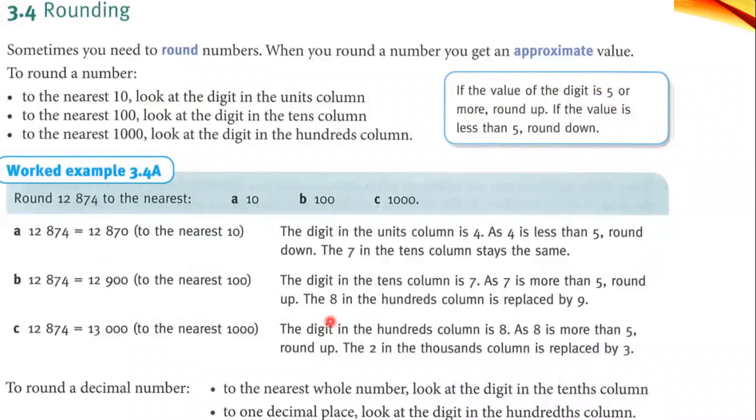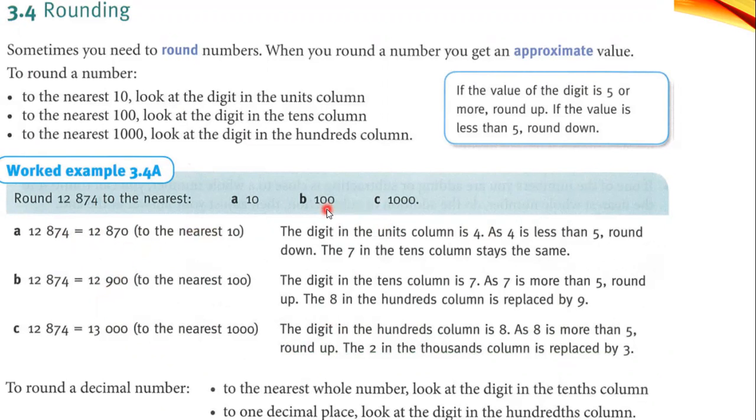So now the fourth, 3.4 rounding. Sometimes you need to round the numbers. When you round a number you get an approximate value. Here, first of all we round these numbers to the nearest 10. Nearest 10 means you just see the last number. If the last number is more than 4, you add 1 to the next number. Otherwise you don't need to add. And the last place you make 0, because it's 4, we never add. So we write here 12,870.